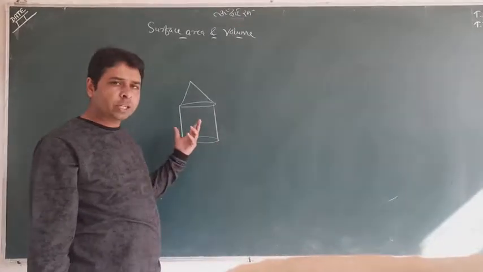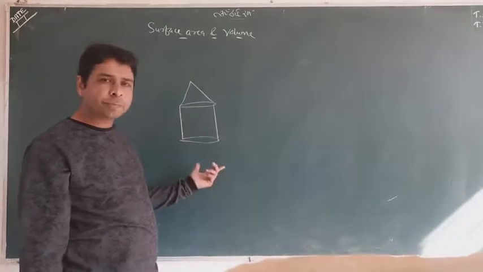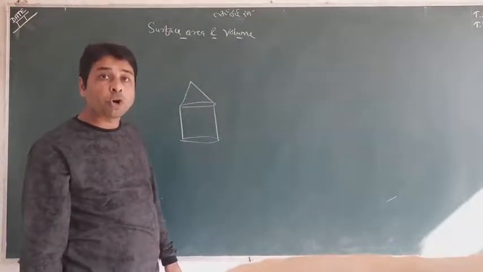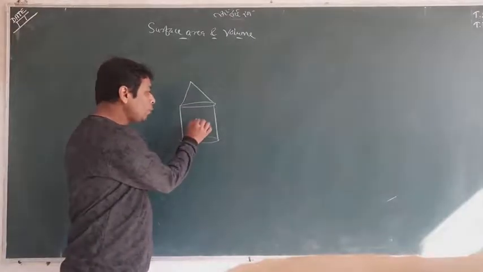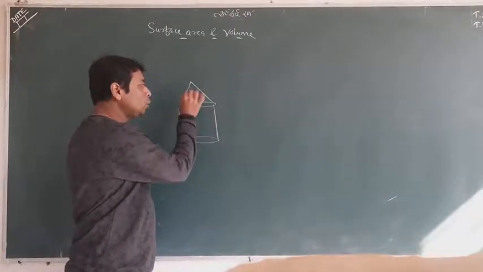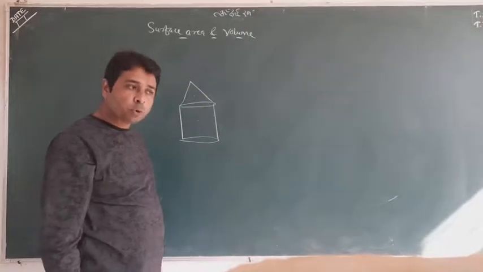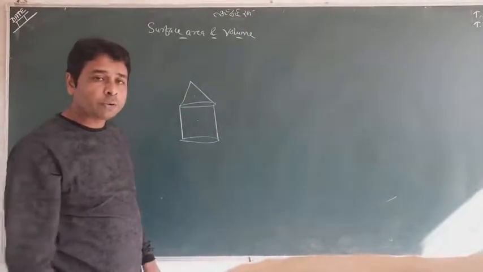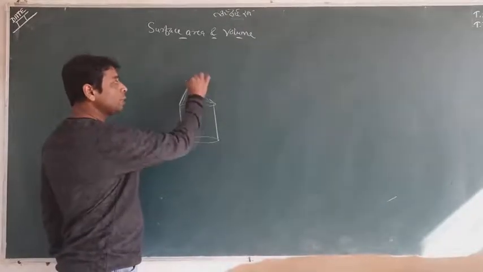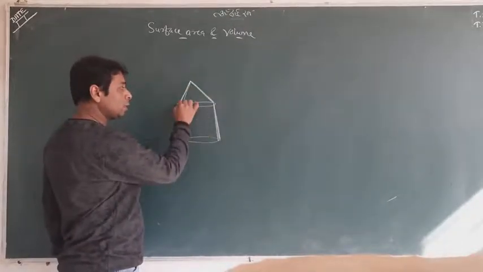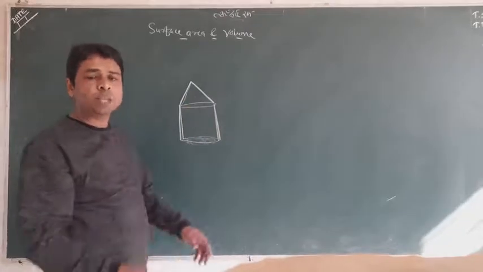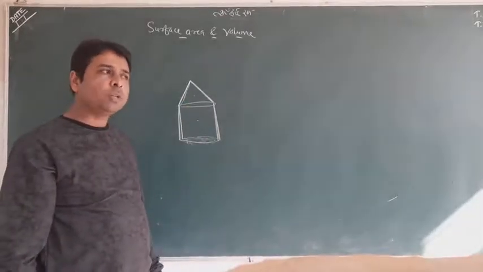When that language is used, the picture will be like that. If you are told to find the volume of the whole toy, you have to find the volume of cylinder plus volume of the cone. Suppose you are told to find the curved surface of the whole toy. Whole surface means this surface, this surface, this surface and this surface, because this portion is hidden.